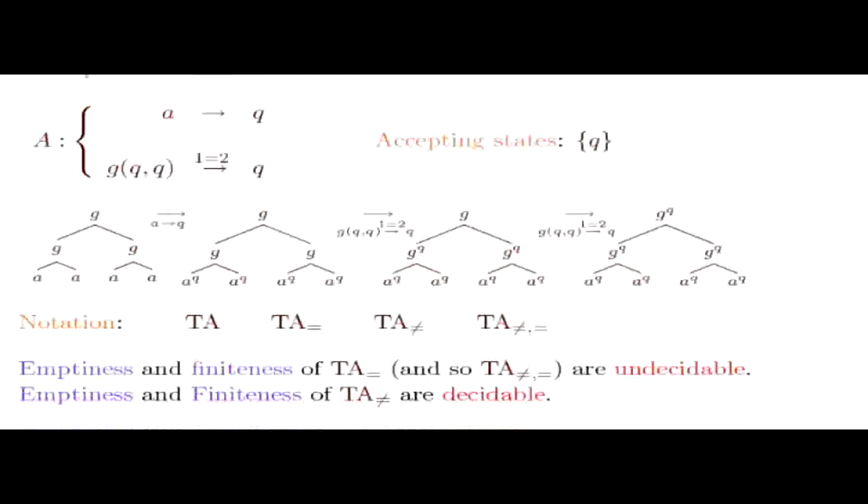The gain of expressiveness comes with the loss of good computational properties. For example, emptiness and finiteness are undecidable for tree automata with equality constraints, but still decidable for tree automata with inequality constraints.